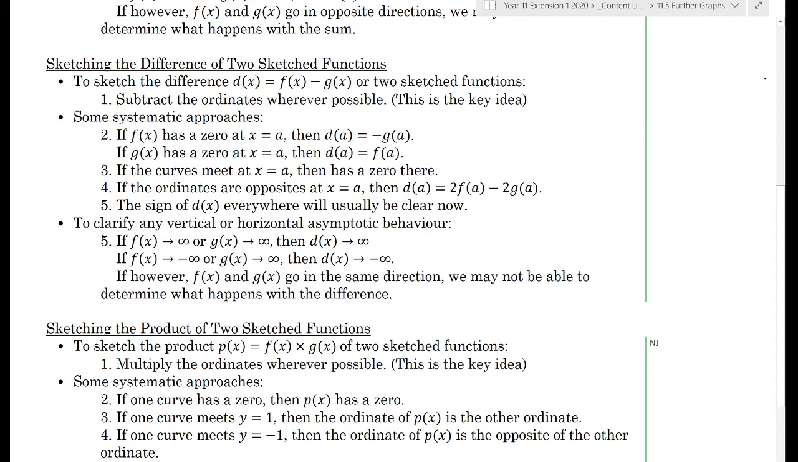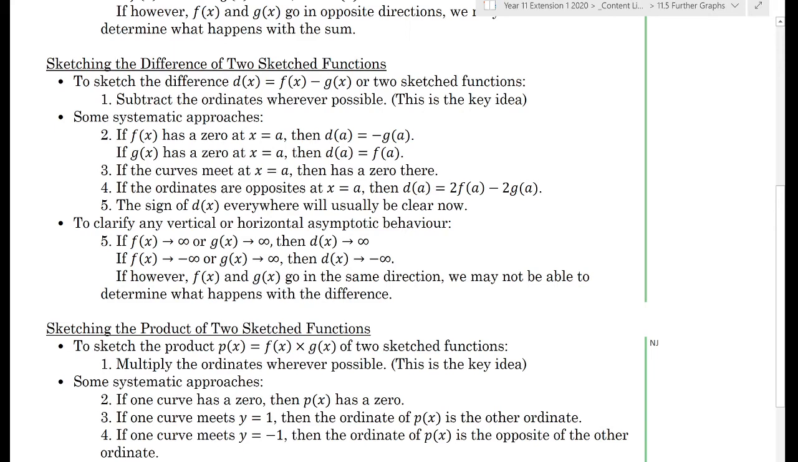If the curves meet at x equals a, then there is a 0 there. Basically what we're saying is if you have lines that are crossing at some points, like here and like here, then if you subtract the same number from itself, you just get 0. So the ordinates are just where the zeros are.